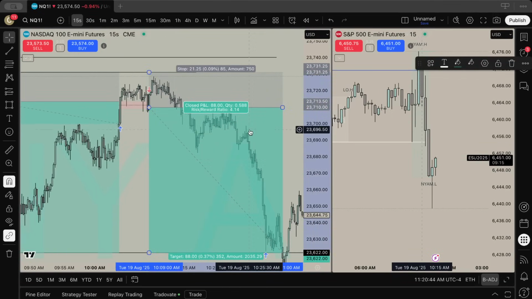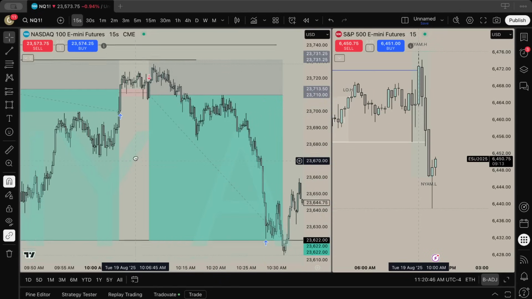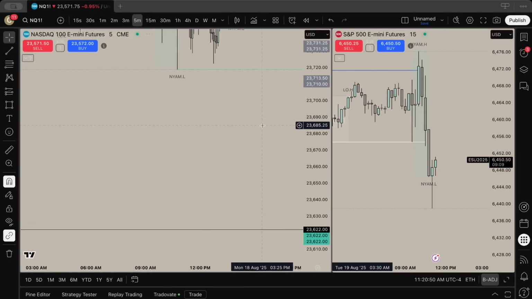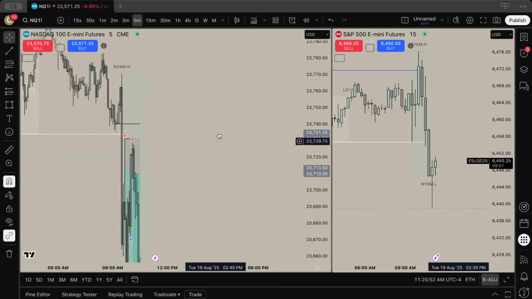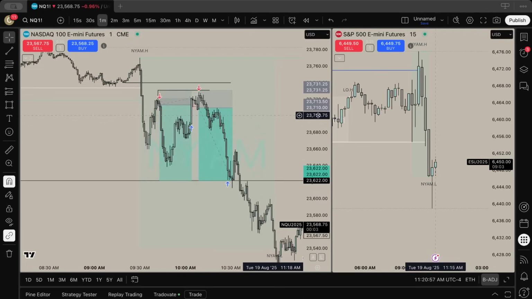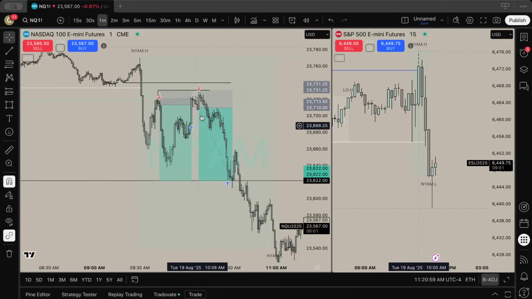And as you can see, this was a nice 4R trade, right? Caught like 88 points. So this was a beautiful, beautiful setup. Beautiful day. A lot of people think, okay, this is not your entry model. This is exactly my entry model, right? I described everything to you.